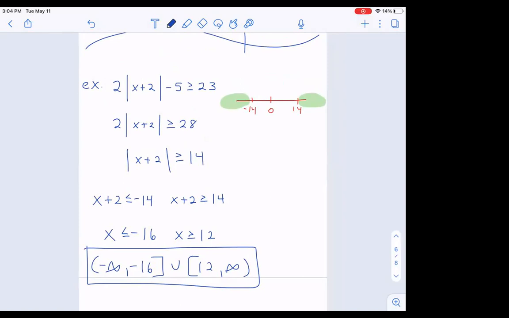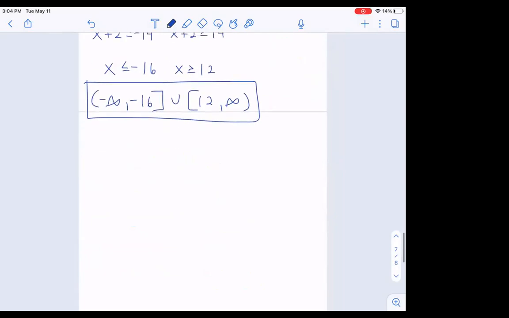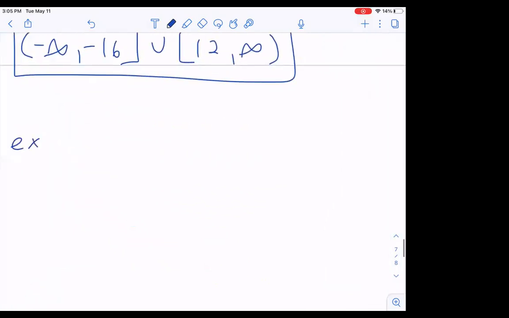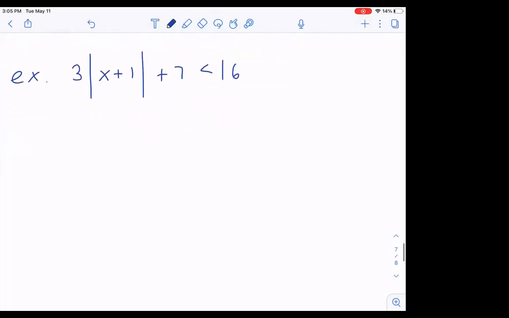I'm going to put one more up there. I'm going to let you work on it for a couple minutes, and then I'll go over it so that we can all do that together. The last example: let's do 3 times the absolute value of x plus 1, plus 7, is less than 16. Take a couple minutes, work on that, and we'll go over it together.